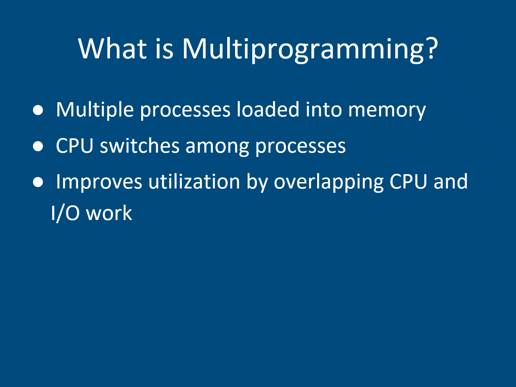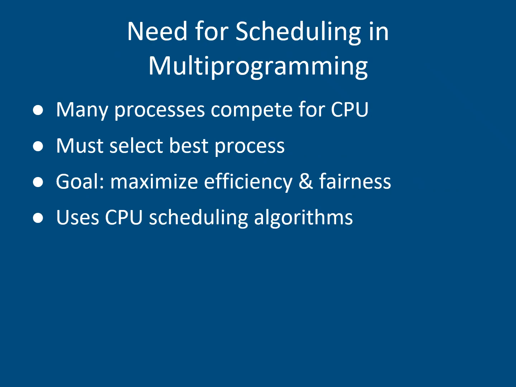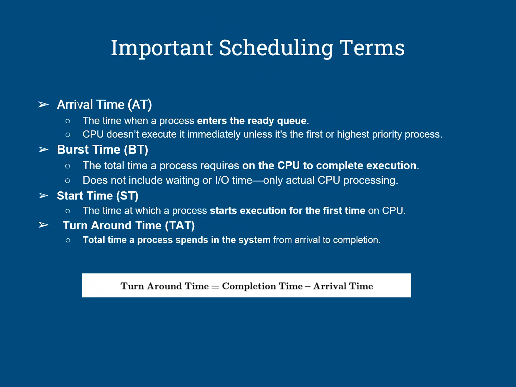Now let's discuss what is multiprogramming. Multiprogramming loads many processes in memory and switches between them. Multiple jobs appear side by side instead of one. Multiple processes compete for the CPU, so a selection policy is required. This is the need for scheduling in multiprogramming. These are some of the important scheduling terms.